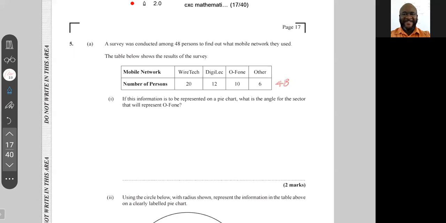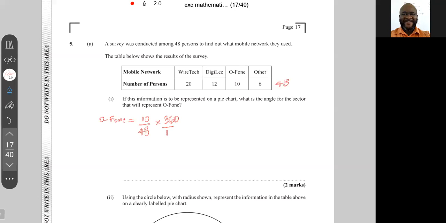that will represent Ophone? Now, if you're going to represent this on a pie chart, you're going to have to work out the angle for the sector that will represent every part of the pie chart. So for Ophone, first of all, Ophone is 10 persons out of the 48 persons. So that is the fraction of the entire group that use Ophone. You're then going to multiply this by 360 degrees, because that is their share out of the 360 degrees.